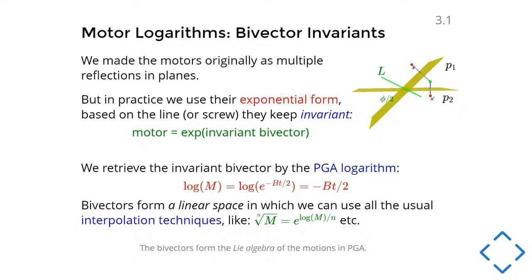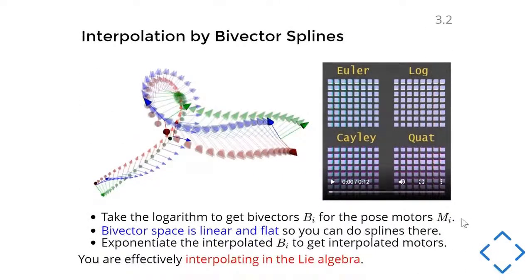That means that if we want to do motions partially, we can just interpolate them by taking the nth root of the motor, which is taking the logarithm divided by n and re-exponentiating. This is very convenient because the space of these bivectors that characterize the invariance is actually a flat linear space. So if I have a sequence of poses that I want to visit, I extract their bivectors, I do some kind of interpolation between these bivectors to make a smooth curve in bivector space, like a spline, and then I re-exponentiate the intermediate bivectors that I get, and that gives me full control over a smooth motion in between.